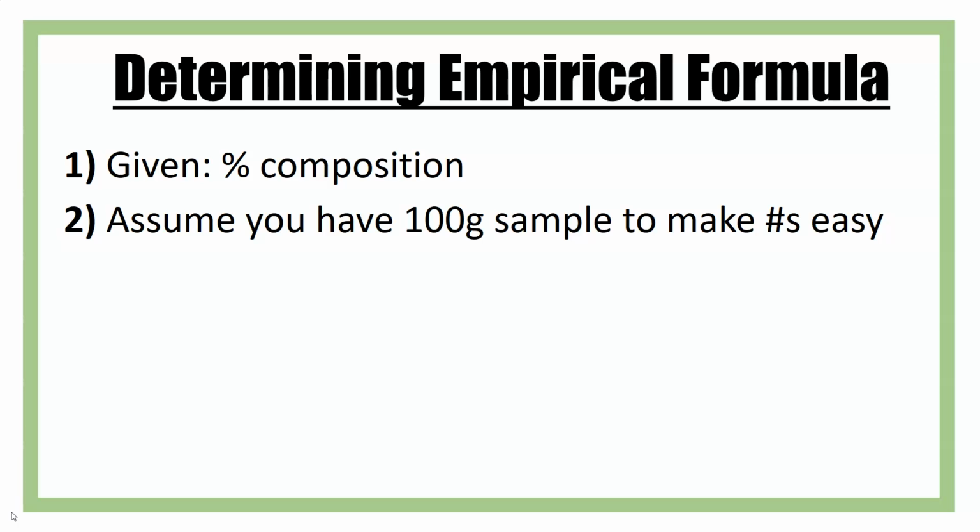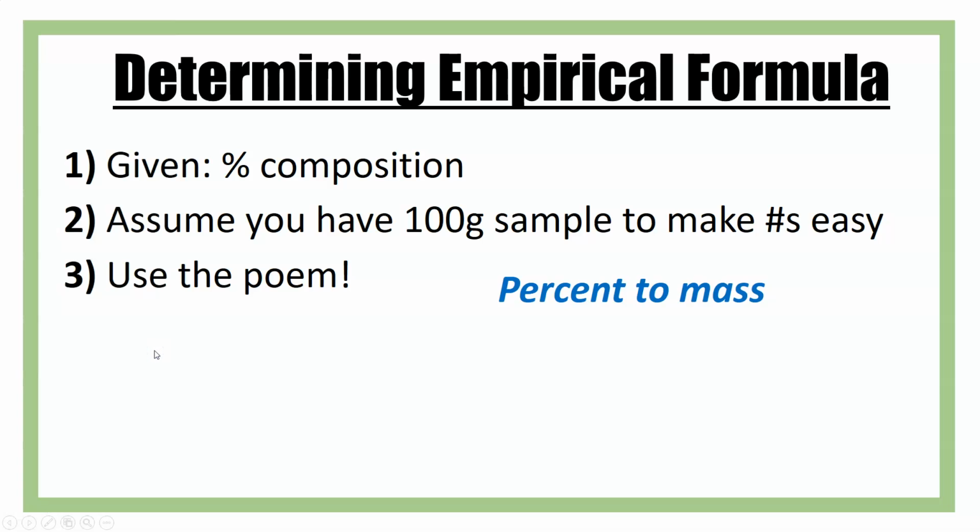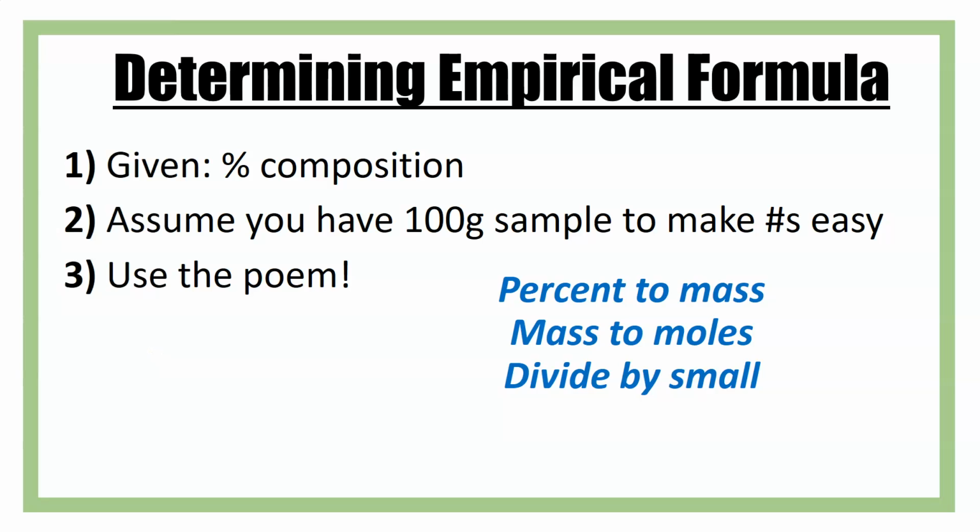If you put a 62-gram sample in, then you're going to have to do a lot more work. Just pretend it's 100 grams, and you're going to use the poem. The poem's really silly. It's short, but it's the thing that basically every chem teacher I've ever known has used. So it's a great way to remember how to do this. We say: percent to mass, mass to moles, divide by small, multiply till whole.